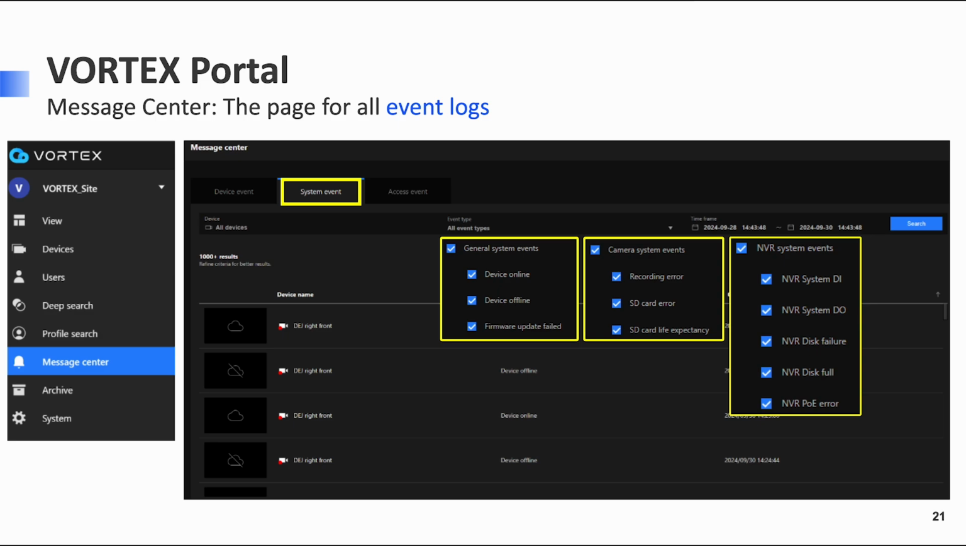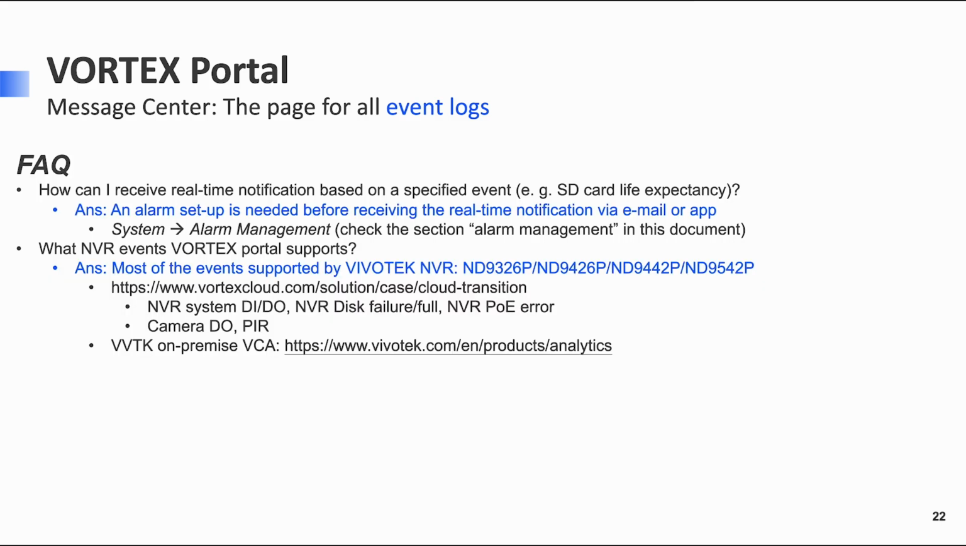For NVRs connected through VORTEX Connect, we support displaying proprietary events from VIVOTEK NVRs. Check the page for supported event types. It's important to note that the Message Center is not the same as the Alarm Management section. If you want to receive real-time notifications for specific events, you need to set up alarms under Alarm Management. Notifications can be sent via email or through the VORTEX app. We've also listed supported VIVOTEK NVR models for reference.